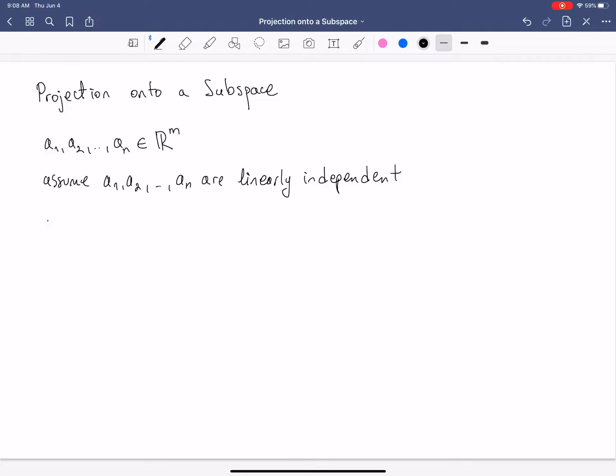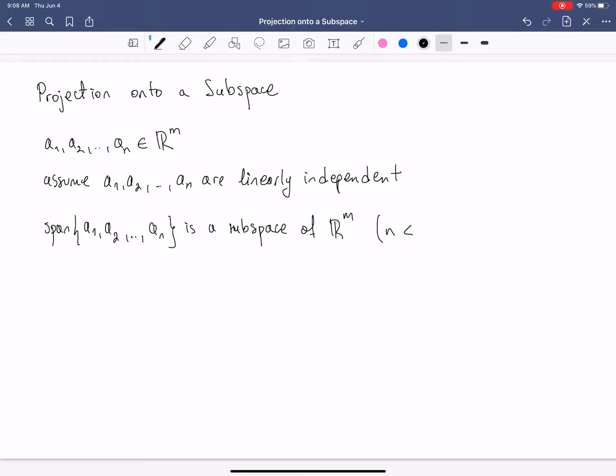So the span of a1, a2, an, the set of all linear combinations of these vectors, that's what span means, is a subspace of Rm. So implicitly, we are assuming that n is less than or equal to m. But let me just say less here, because otherwise we don't have a subspace, we have the whole space. So let's assume that this subspace is really non-trivial. It's smaller than the whole thing.